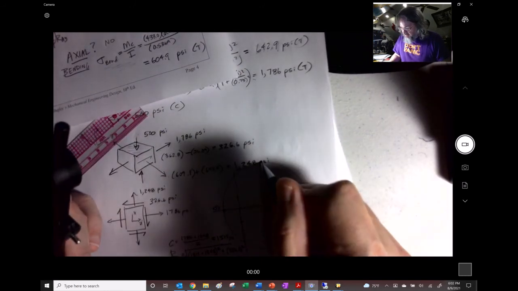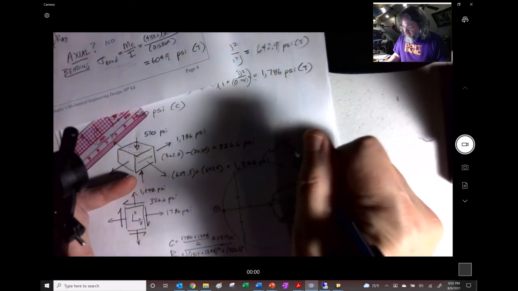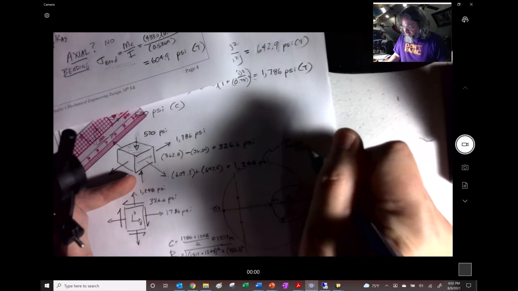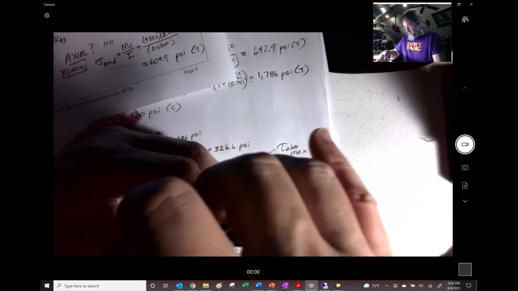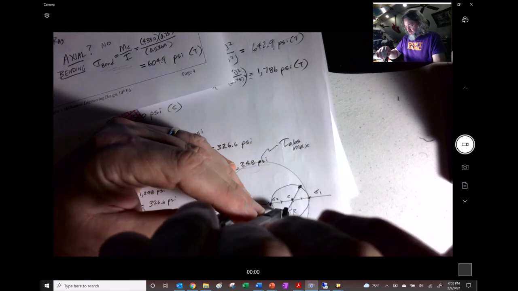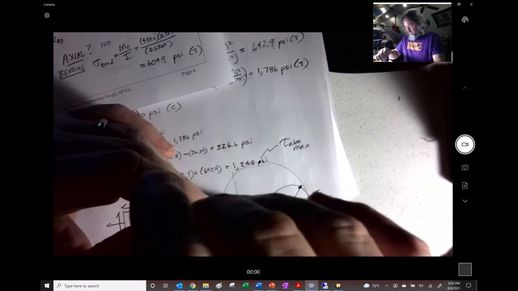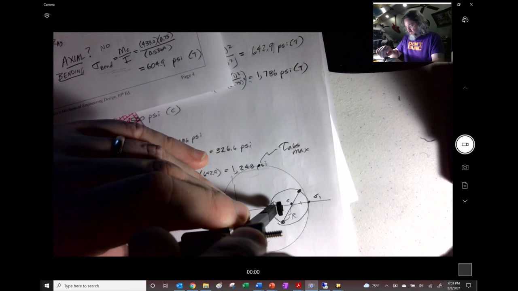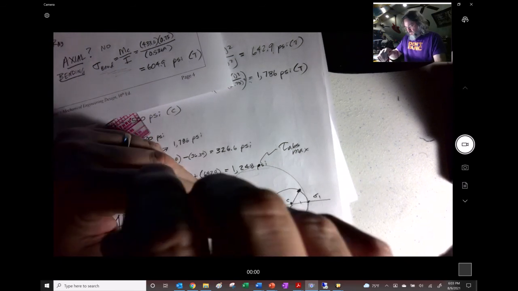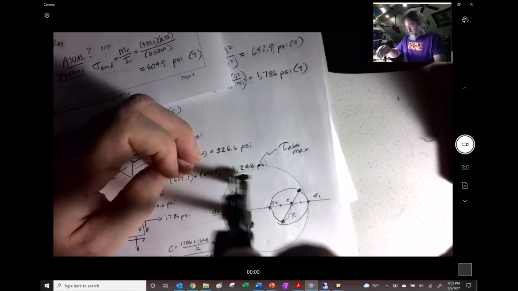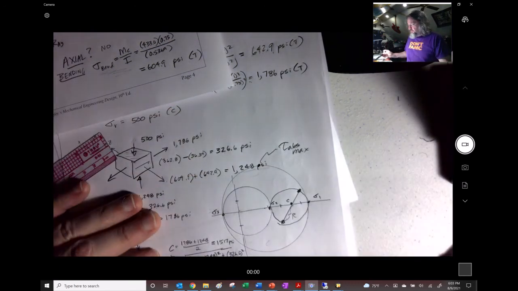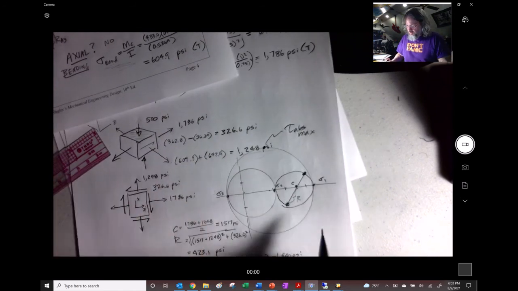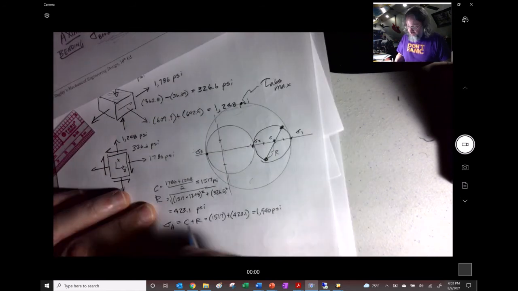Not a very good one to label because it's up at the top right there. But tau abs max is up here, on top of that. This guy, I'm going to guesstimate. That's the middle. Did a terrible job with that one. Got cocky. It was too easy last time. There we go. Something like that. There's our three Mohr circles. Let's finish up with the values.